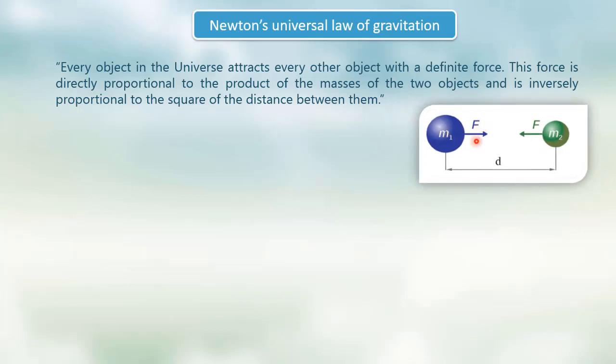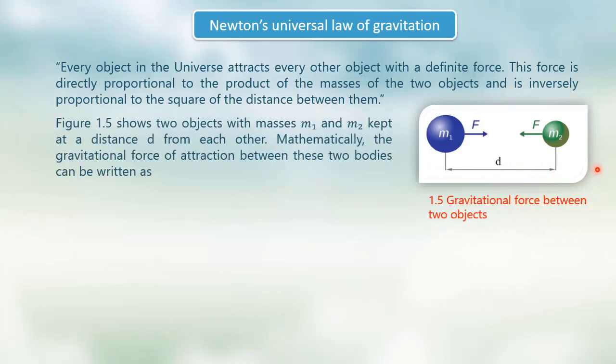M1 and M2 are the two objects here. They attract each other with an equal and opposite force, and the distance between them is d. Figure 1.5 shows two objects with masses m1 and m2 kept at a distance d from each other. Mathematically, the gravitational force of attraction between these two bodies can be written as F is directly proportional to m1 m2 upon d square, or we can write it another way: F is equal to capital G into m1 m2 upon d square.